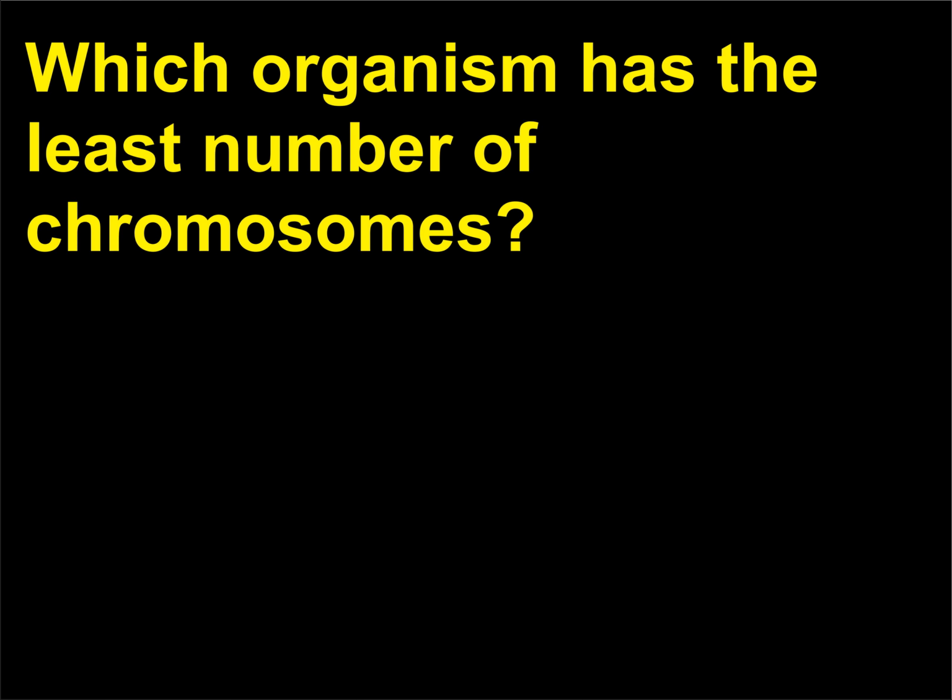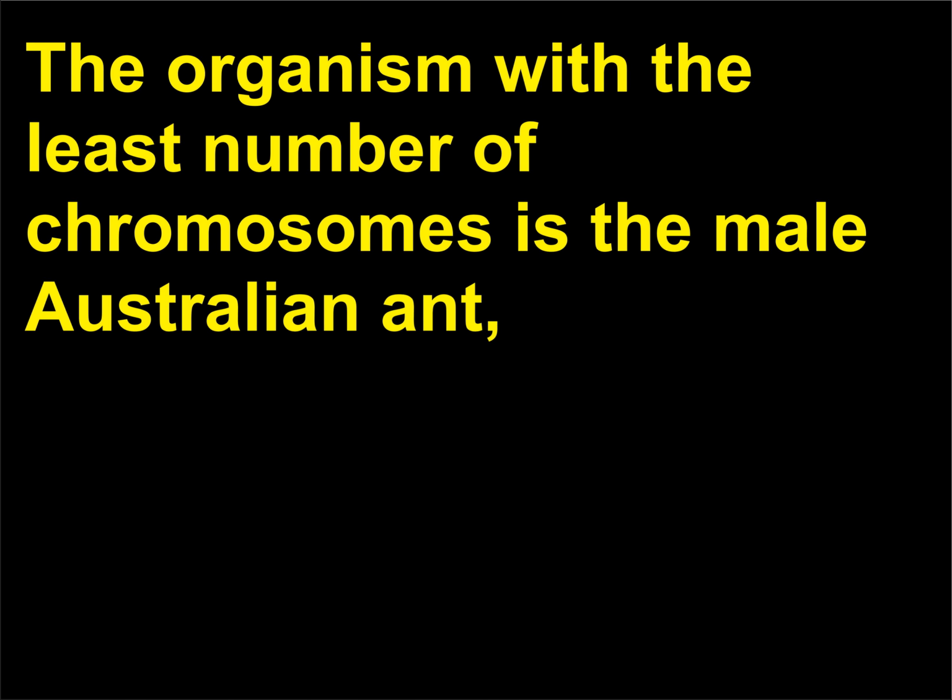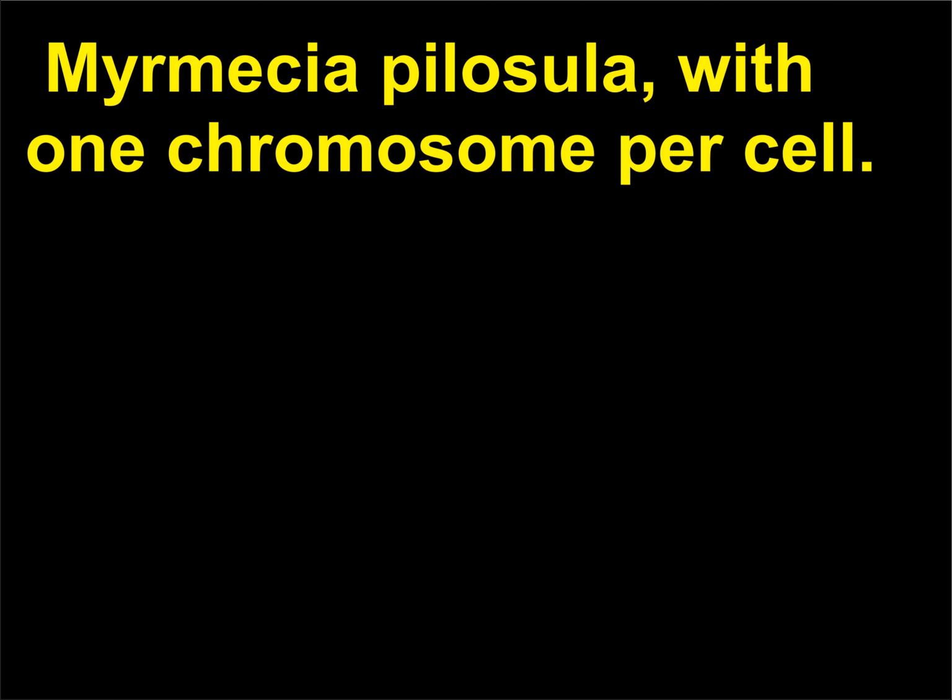Which organism has the least number of chromosomes? The organism with the least number of chromosomes is the male Australian ant, Myrmecia pilosula, with 1 chromosome per cell.